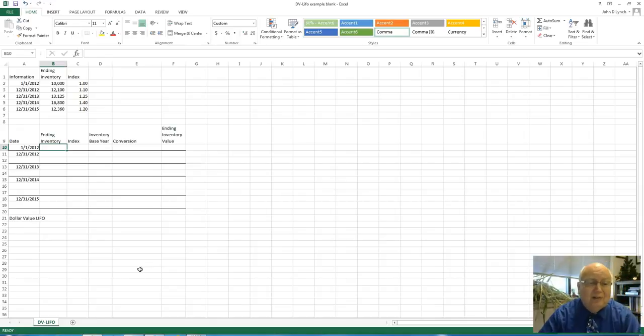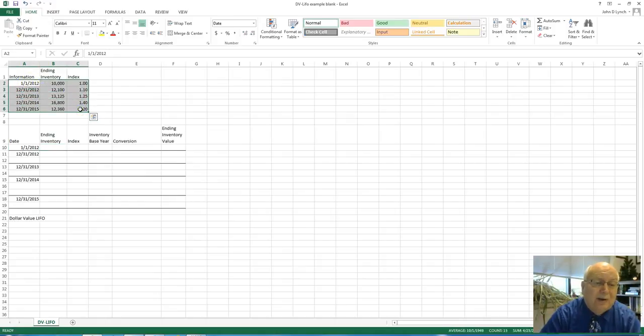Now, I have a little example right here, and this is the little scenario that we have on how to calculate the dollar value LIFO. The indexes will be given to you. This is basically your rate of inflation that you have for the company, and for our purposes this will be given, and this is just an index, and you take the current value divided by your base year values.